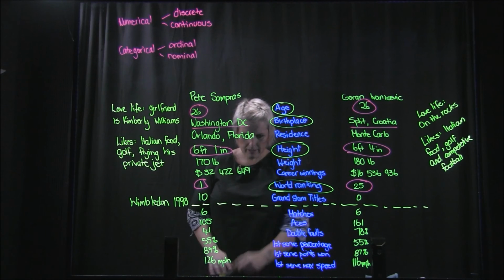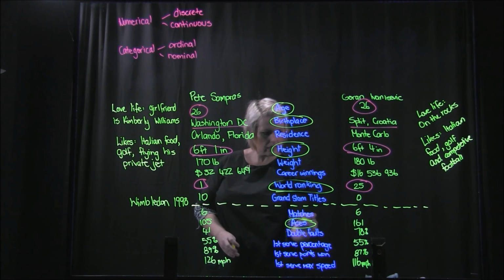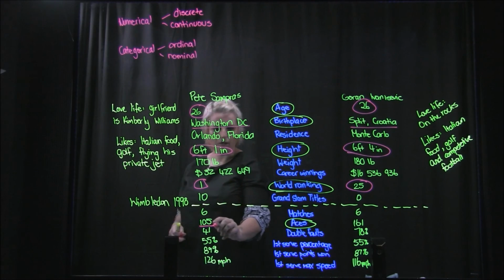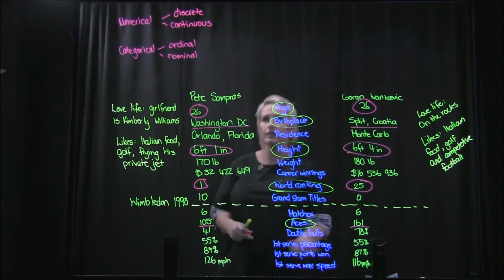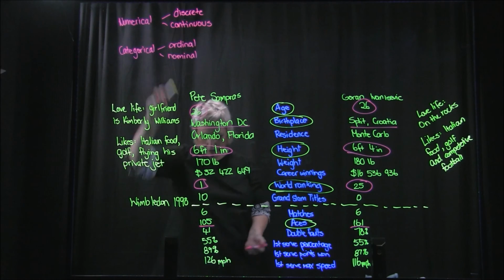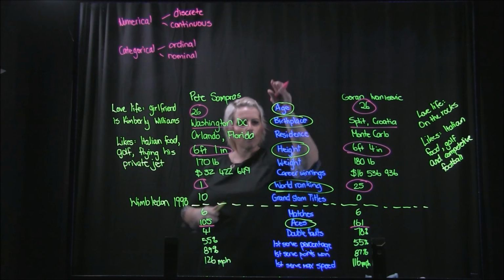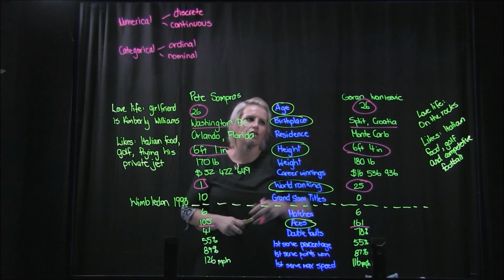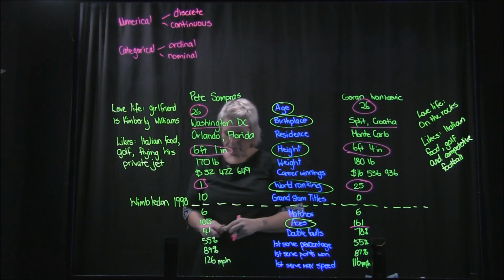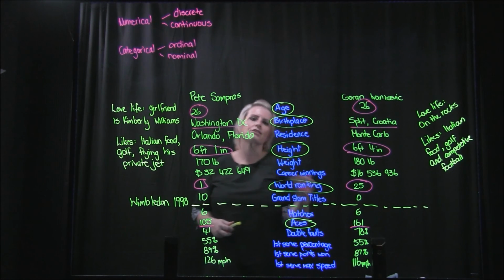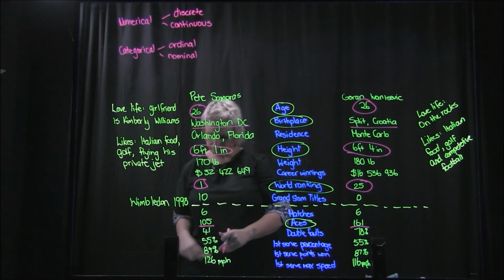Let's look at aces. When we look at aces, we've got 105 here and 161 here. So straight away, numerical. But again, you can't have half an ace. An ace is you serve it over and it smashes in and they can't return it. So you get the point, and you either get it or you don't. So it is numerical, but it's also discrete.